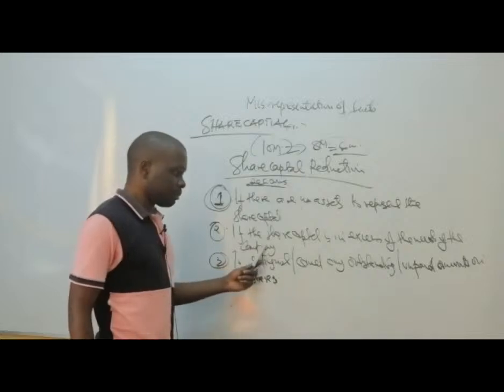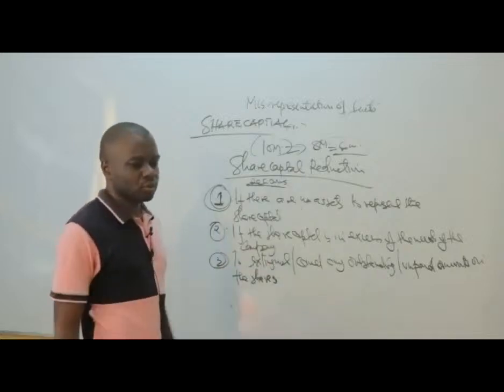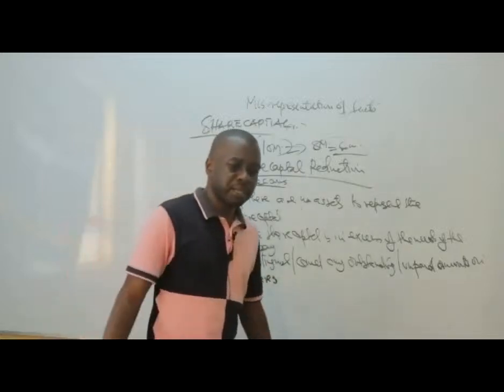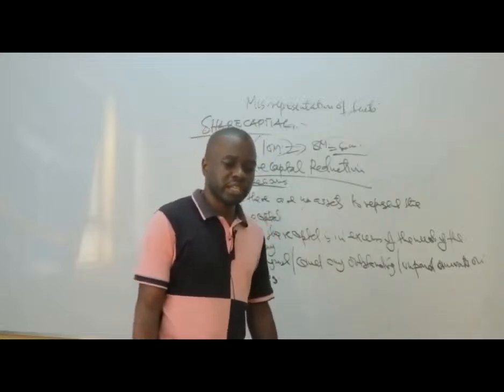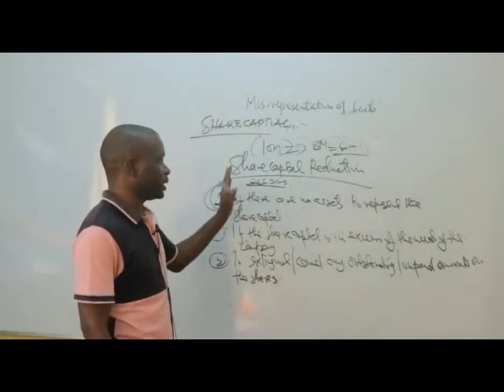And then if the share capital is in excess of the needs of the company, so they have 10 million, just 4 million is idling. So they don't need it, so they can reduce it.